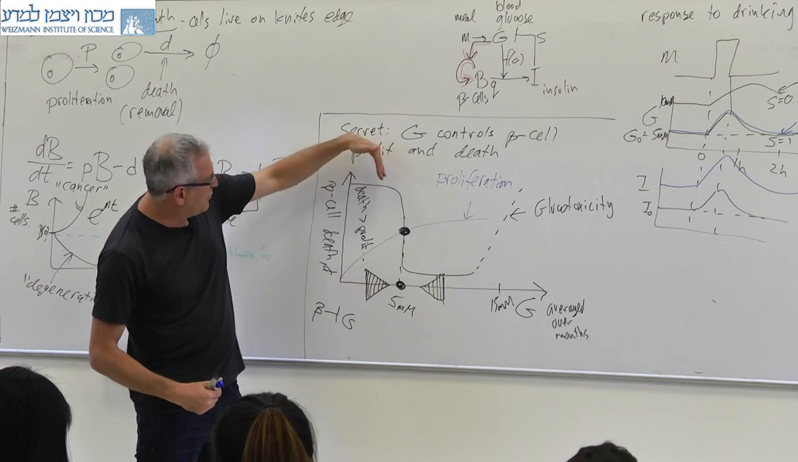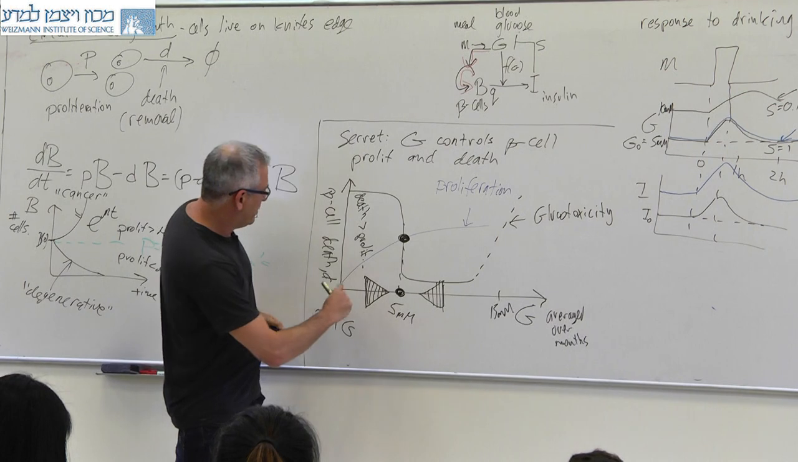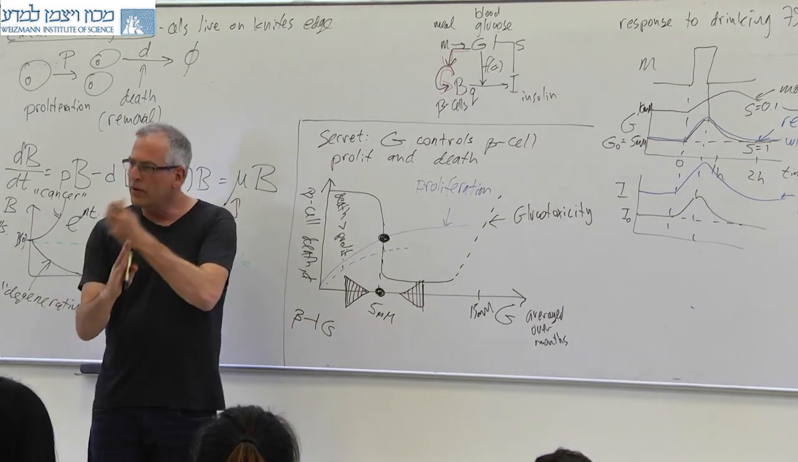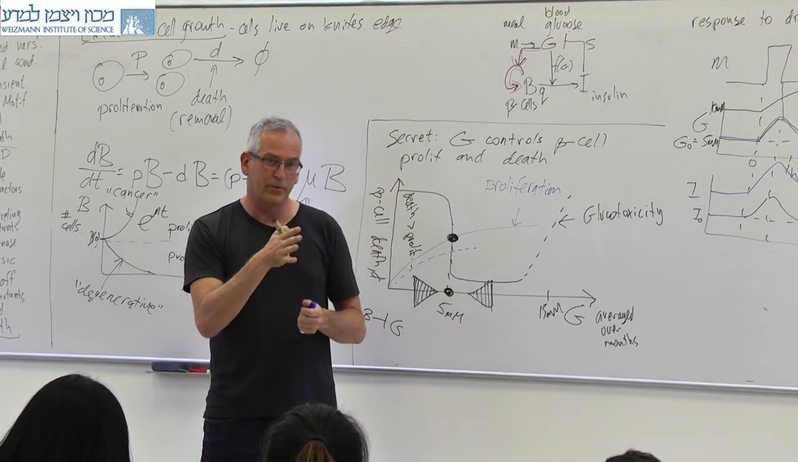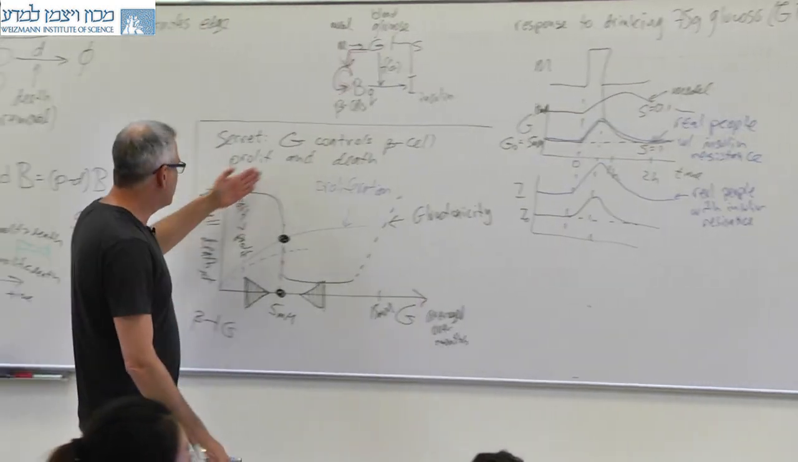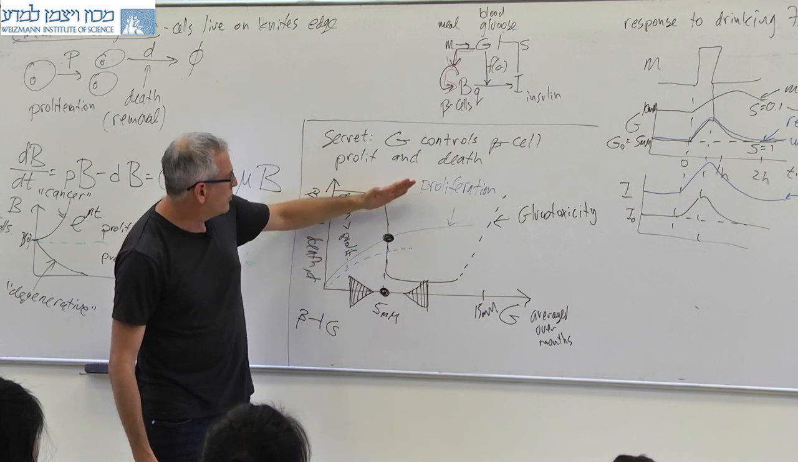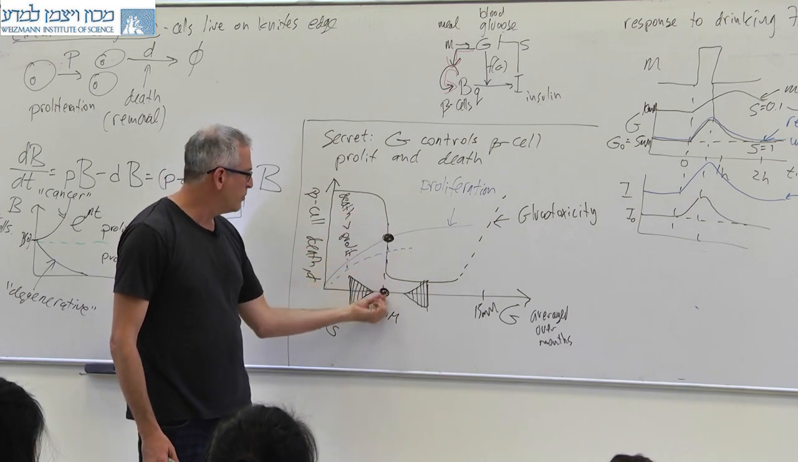And by the way, the fact that this crash is very sharp is important, because if your growth rate is a little bit off, they still cross near 5 millimolar. So it's important to have a steep crash for this robustness property. Because this line is so steep, if the growth rate for some reason varies, the effect on the crossing point is very tiny.